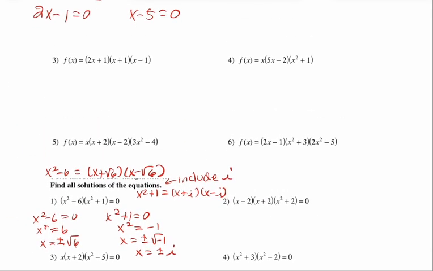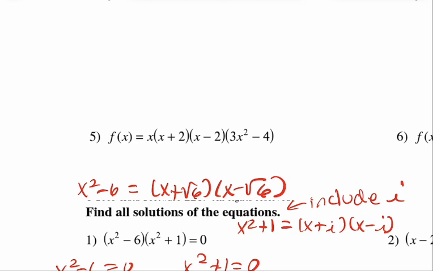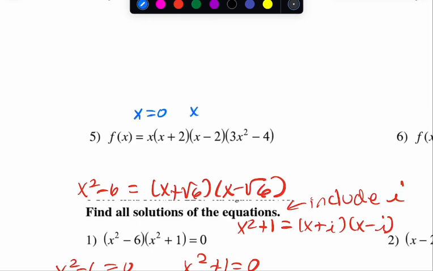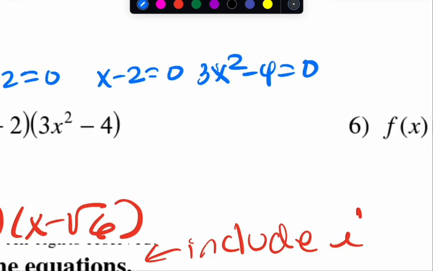So for those ones, it doesn't matter how many pieces we got. You're just going to split each piece apart. So like for 5, we're going to do x equals 0, x plus 2 equals 0, x minus 2 equals 0, 3x squared minus 4 equals 0. Now, if you know how 3x squared minus 4 breaks apart, you can split it into 2 pieces. But if not, that's the hardest one to do. Think about how you do that.